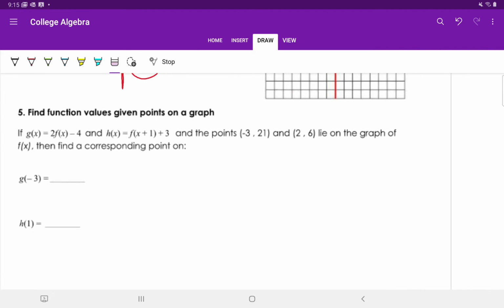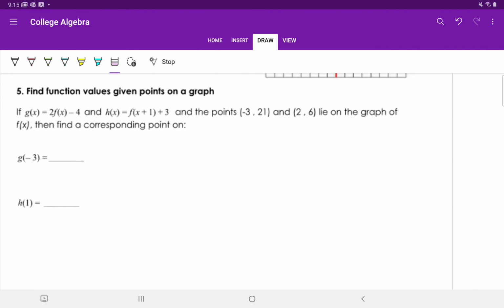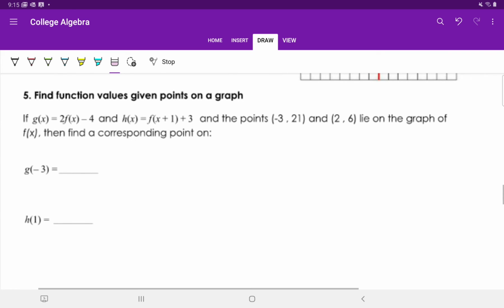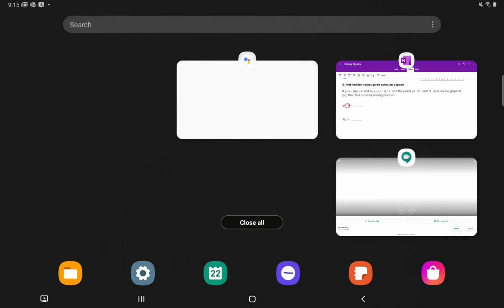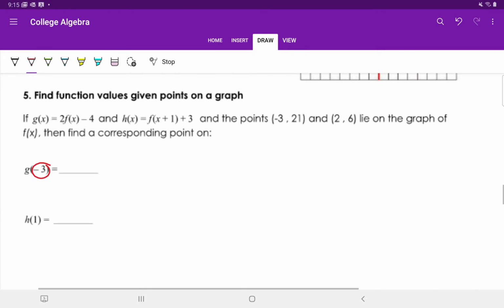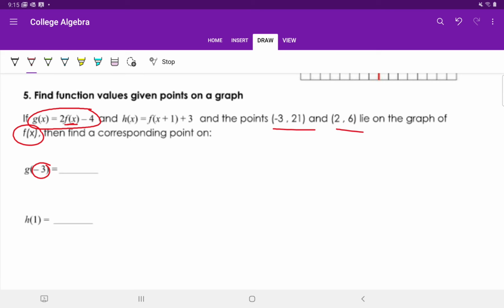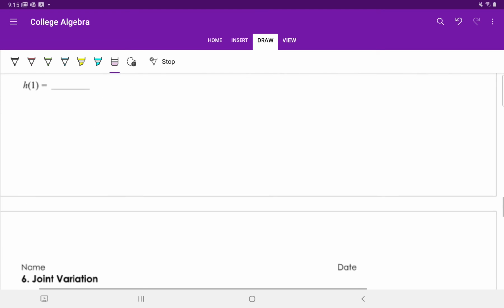Okay, for part 5, this is a pretty straightforward problem. They want you to take -3 and plug it into G. Well, to do that, you're going to have to know what G is, and then inside of G, there's an F, so you're going to have to know what F is, and they give you all the information you need to know about F in order to figure this out. I don't want to give you too much more information because I think this one's pretty straightforward. So let's move on to the last one.